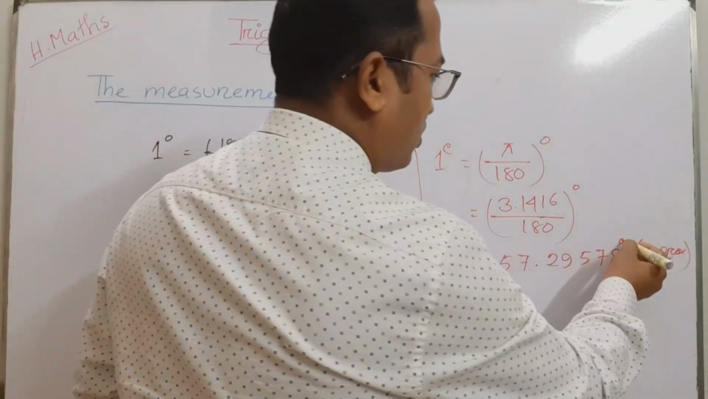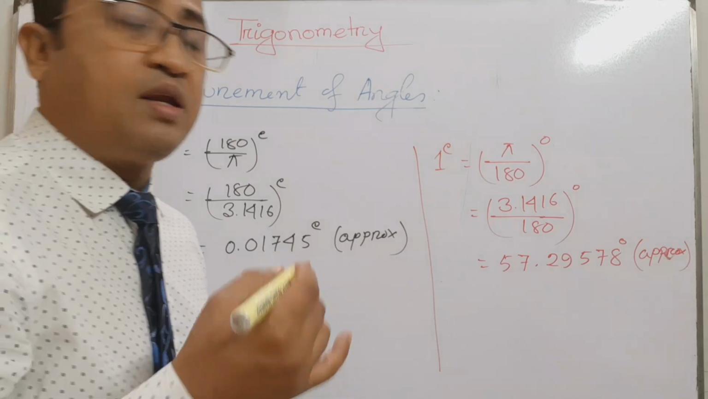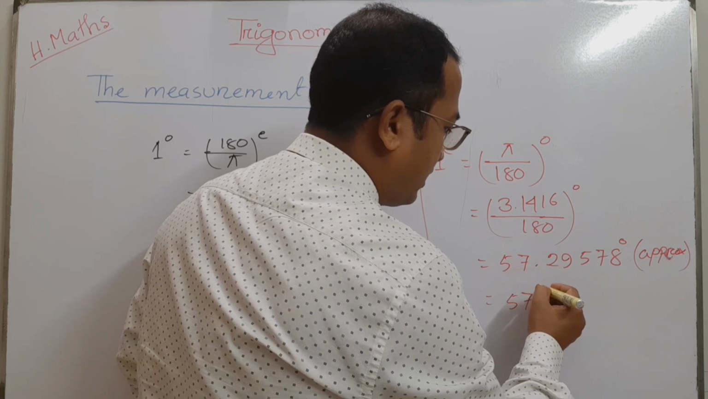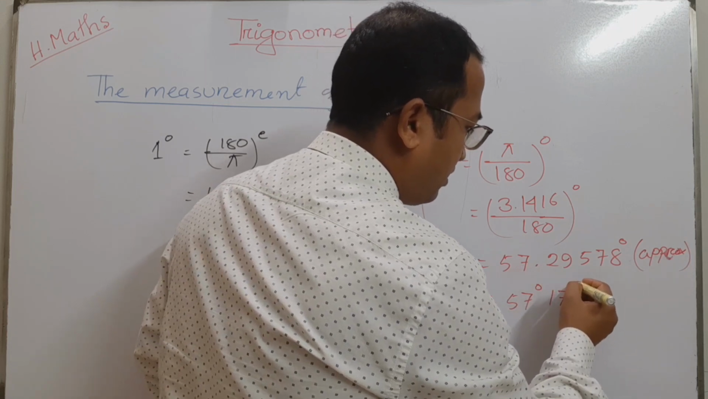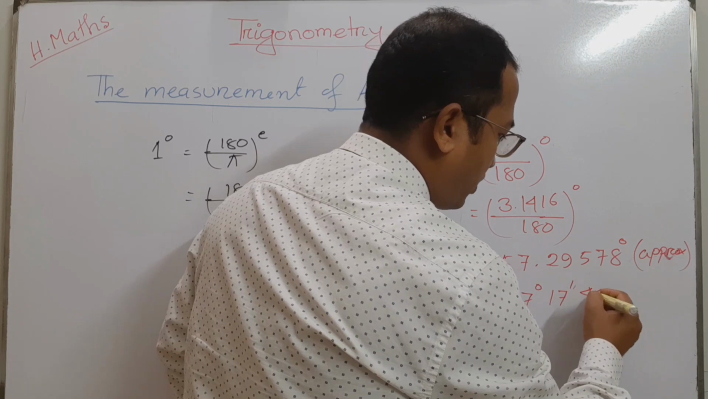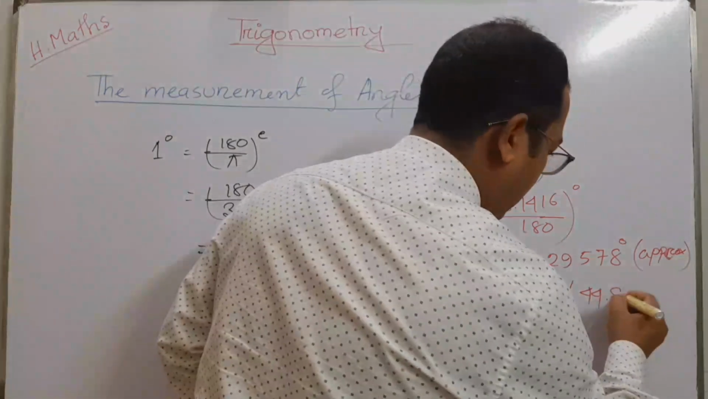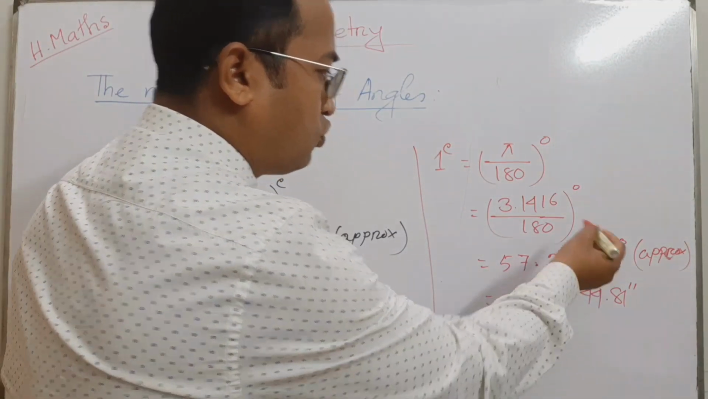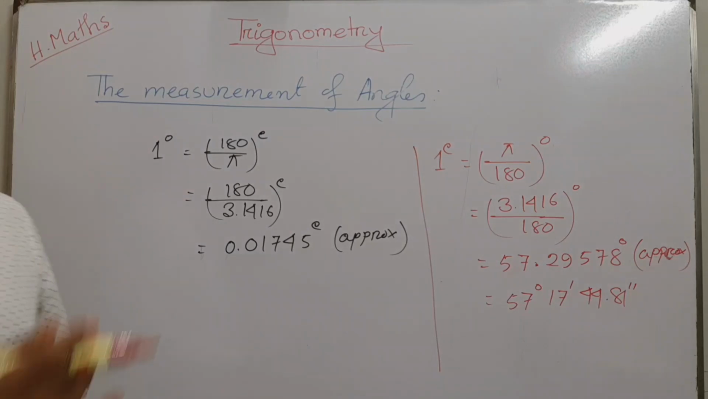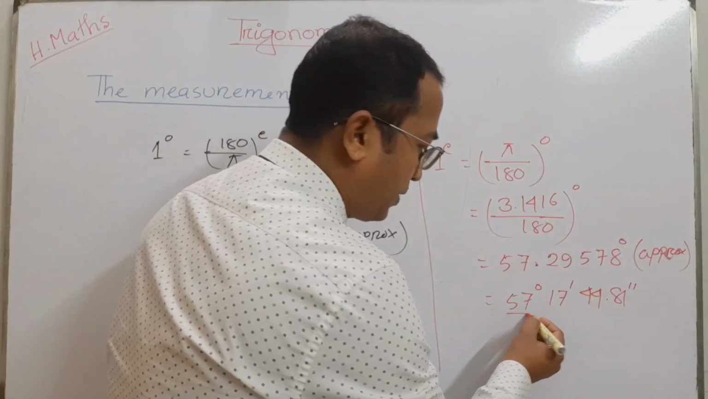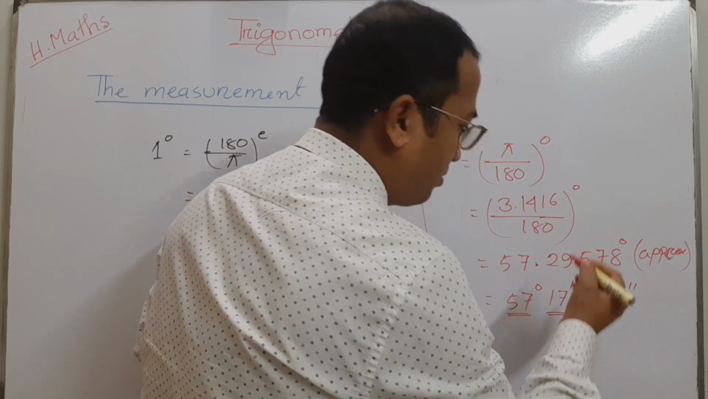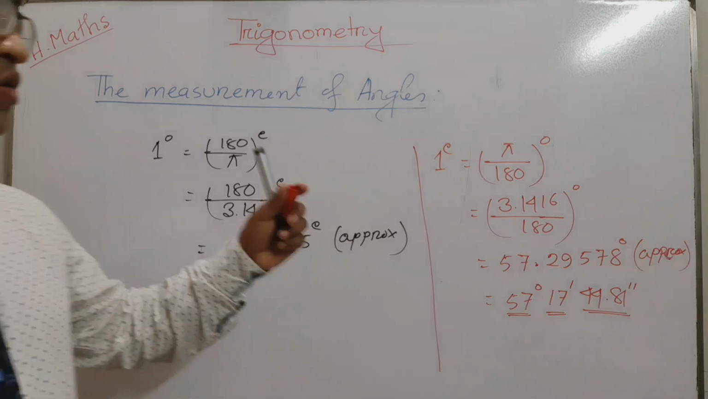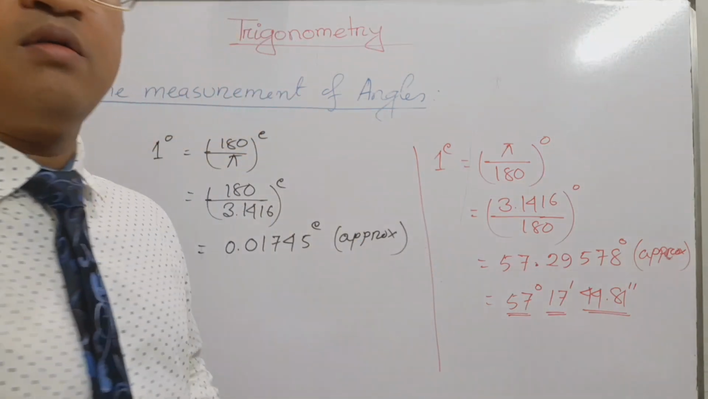Now if you convert it into degree, minute and second, it will be 57 degrees 17 minutes 44.81 seconds. So if you convert 57.29578 degrees into degrees, minutes and seconds, it will be 57 degrees 17 minutes 44.81 seconds. So it may come as an MCQ.